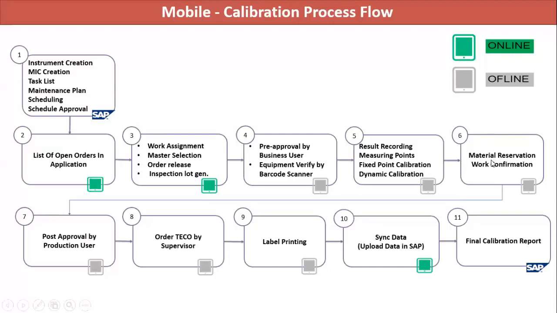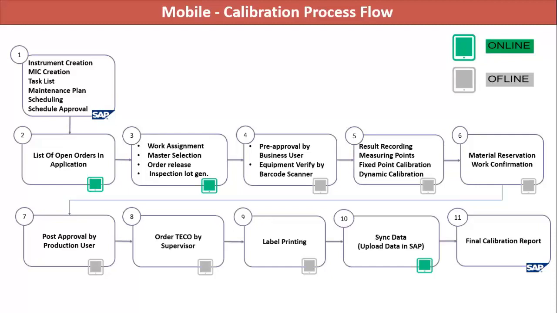Then once the confirmation is done, the next step will be the post approval, by a supervisor or production person. This is configurable. The person will verify whether the user has entered the readings correctly and whether the instrument is ready to use or not. Based on your scenario, whatever is mentioned in your SOP, the production person, or the QA if you have one, can provide the approval.